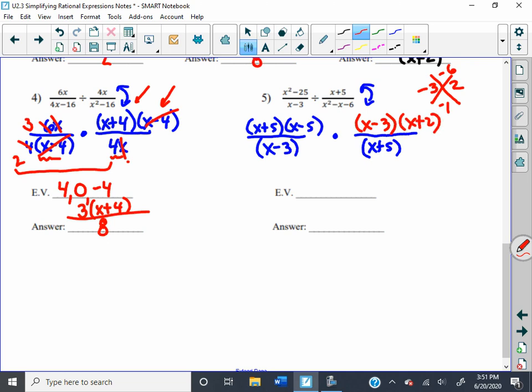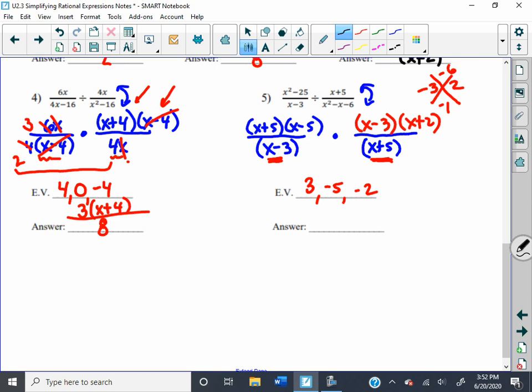All right, so now I excluded values. From x minus 3, I'm going to get positive 3. From x plus 5, I'm going to get negative 5. X minus 3 and x plus 2, since they originally were in the denominator from the x squared minus x minus 6, I have to set those equal to 0 also. And so I'm going to get positive 3 for x minus 3, but I already have it. And then negative 2 from the x plus 2. All right, so those are my excluded values.